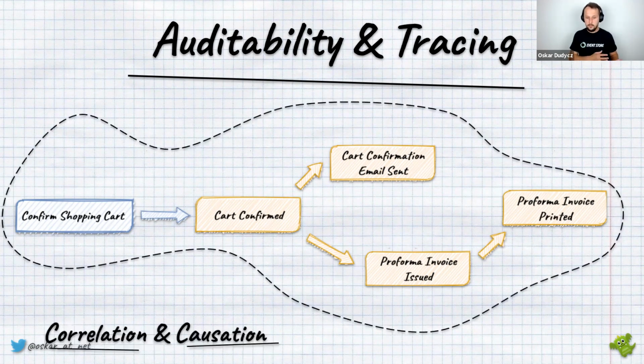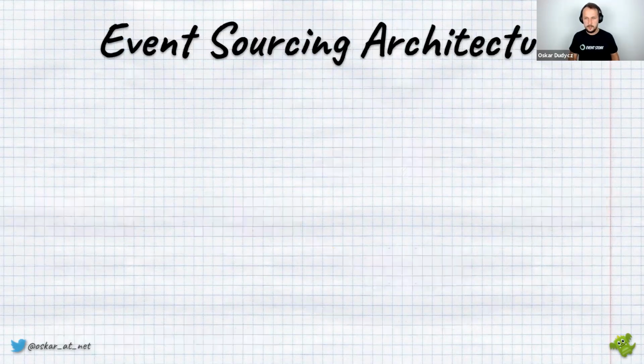And if we match correlation and causation, then we can get a full understanding of what happened in our system, which for a distributed system is especially important, because even if we have logs, going through logs in a distributed system is incredibly hard.